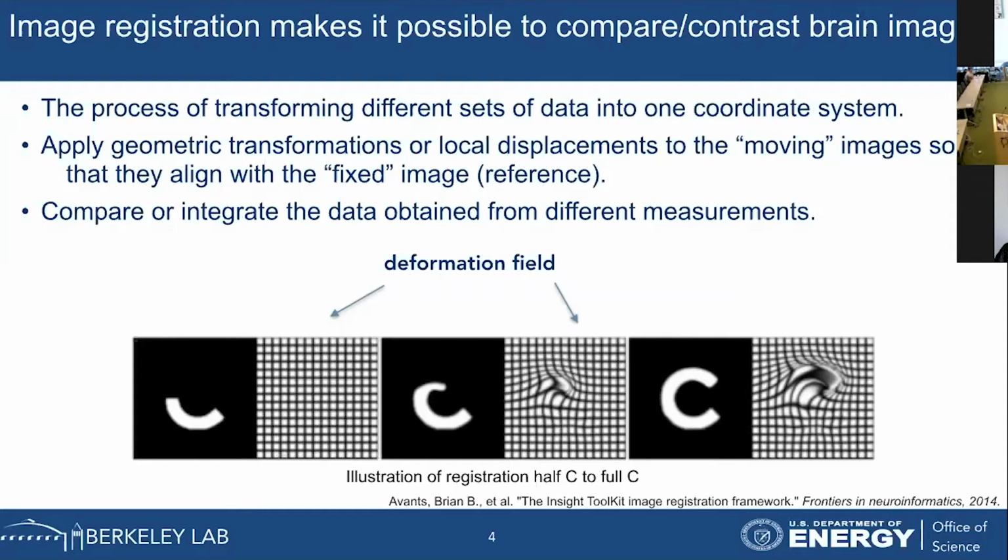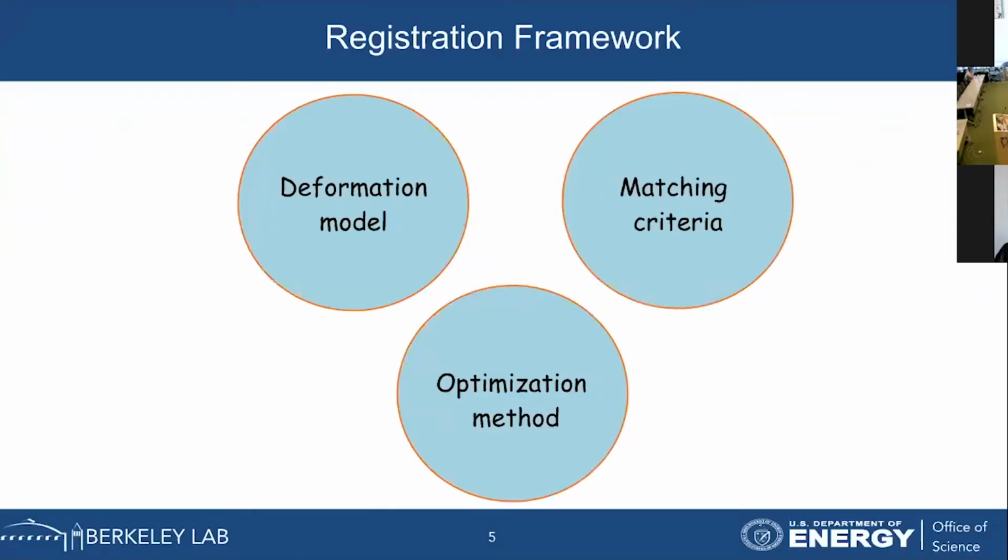If you look at this figure I'm showing on the bottom, it's saying we could deform a half C to a full C by distorting and tilting the grids, right? So you see the mesh changes over a couple of snapshots, and eventually we could warp this half C to a C. And how we realize this is a technique called image registration. And you could similarly imagine how we could warp a single patient's CT scan to a template by doing the same procedure.